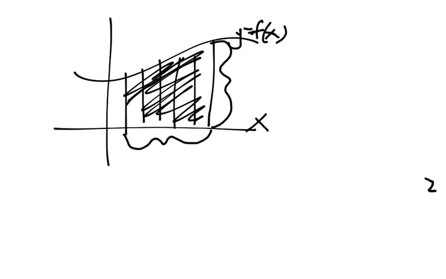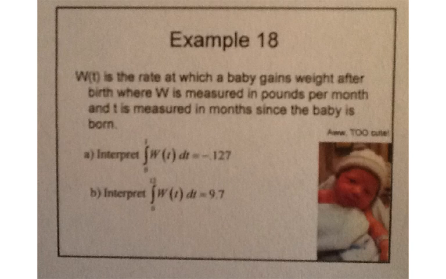So let's take a look at an example right quick. This is going to be our last example. And I'm sorry if it's a little blurry, but hopefully you can read it with me. W of t is the rate at which a baby gains weight after birth, where W is measured in pounds per month and t is measured in months since the baby is born. Interpret the integral from 0 to 1 of W of t dt equaling negative 0.127, and interpret the integral from 0 to 12 of W of t dt equaling 9.7.